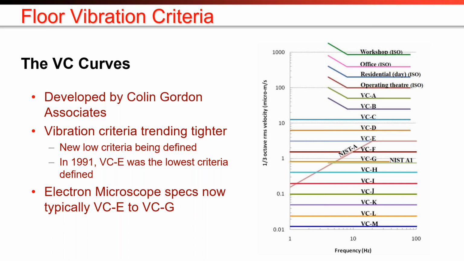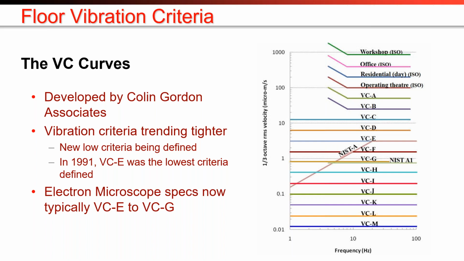So there are a set of curves called the VC curves, or vibration criteria curves. These were developed by a vibration consultant, Colin Gordon Associates, a number of years ago. The goal was really to create a common language so that tool manufacturers creating specifications could communicate with lab directors, architects, vibration consultants, and solutions providers that design and manufacture vibration isolation systems. Again, just to provide a common language.